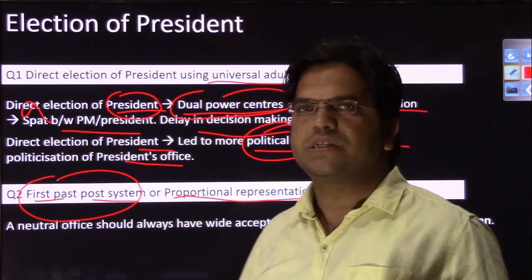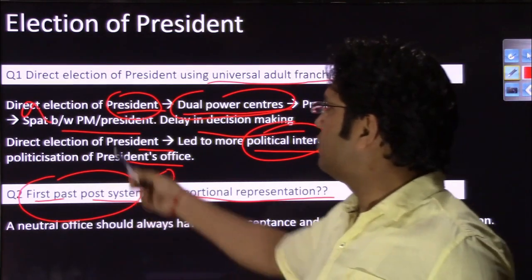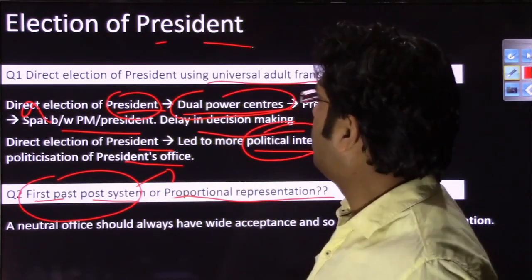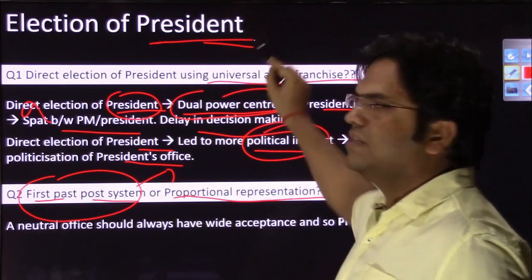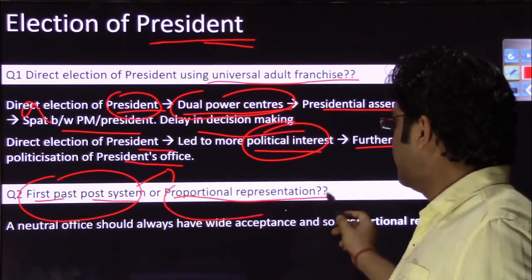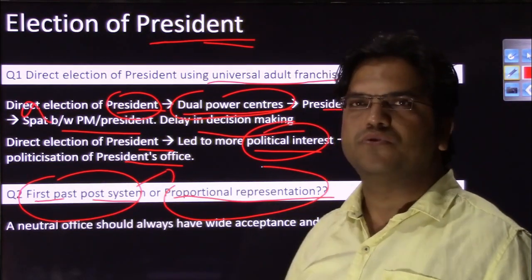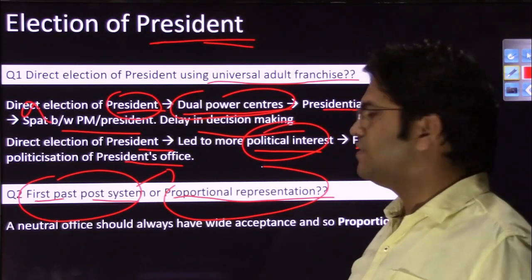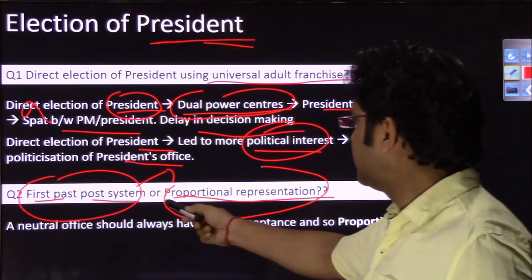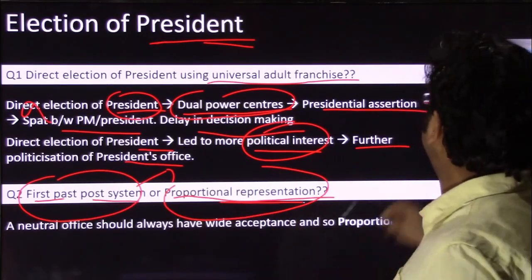So the first past the post system floats a candidate who is not widely acceptable. But the president's office, which is expected to be a neutral and impartial office, needs wide acceptance, and that wide acceptance is given by proportional representation. That's why it was decided that we should not use the first past the post system as far as presidential and vice presidential election is concerned. Such a neutral post should be elected by proportional representation. So I hope these two questions have been answered.